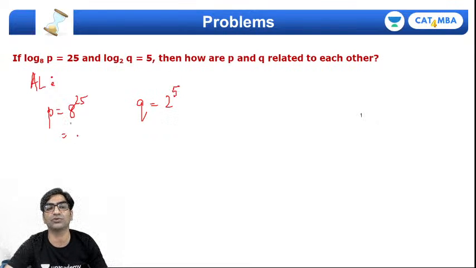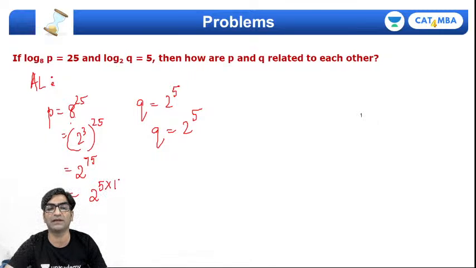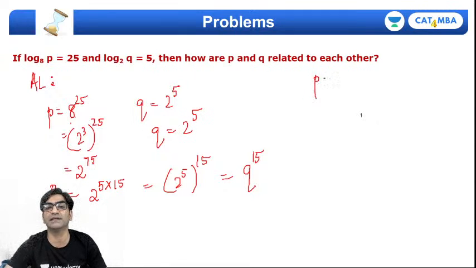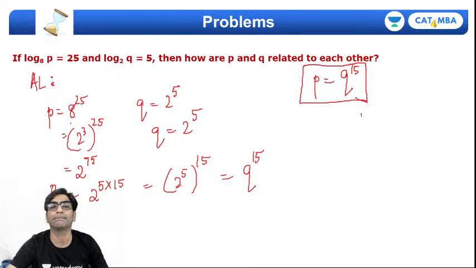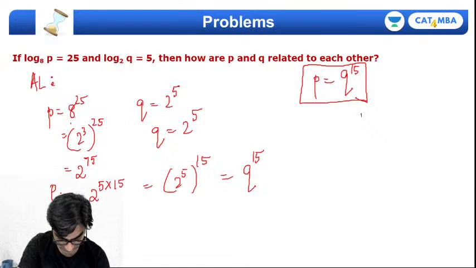So clearly दिख रहा है इसको 2 cube to the power 25 है ये, मतलब ये बना 2 power 75 और Q है 2 power 5. तो अगर मुझे P को Q के टर्म्स में रिप्रेजेंट करना है तो इसको 2 power 5 into 15 लिख सकता हूँ, मतलब ये बनेगा 2 power 5 raised to the power 15, which means this will become Q power 15 is equal to P. So P and Q are related as, how are they related? P is equal to Q power 15. Yeah, hopefully that's clear to all of you.